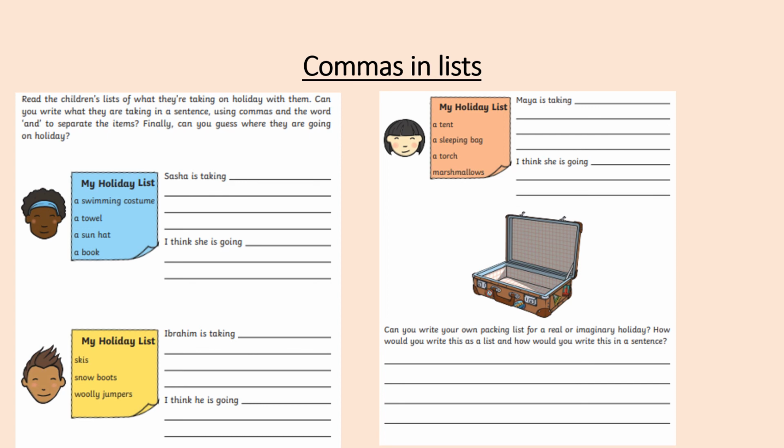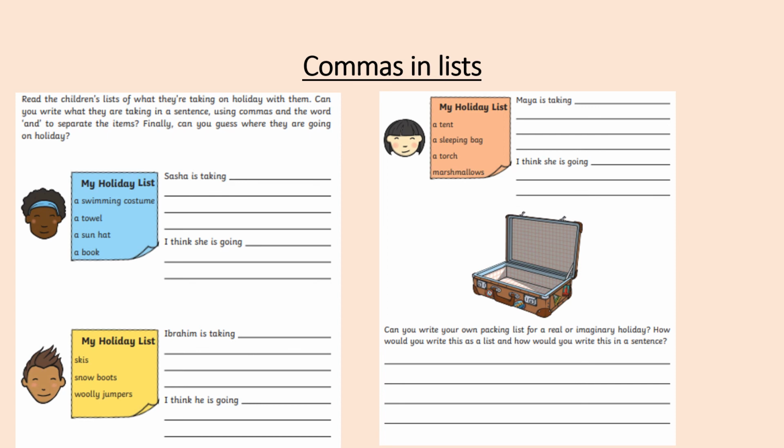And then it says, can you guess where they're going? So you can write, I think she is going, where might she be going if she's taking a swimming costume, a sun hat, and a book? Okay, so is she going somewhere warm or is she going somewhere cold? Then you've got Ibrahim. So he's taking skis, snow boots, woolly jumpers. So you write that in a sentence and then see if you can write down where he's going. So is he going somewhere warm or is he going somewhere cold? And think of your warm and cold places.